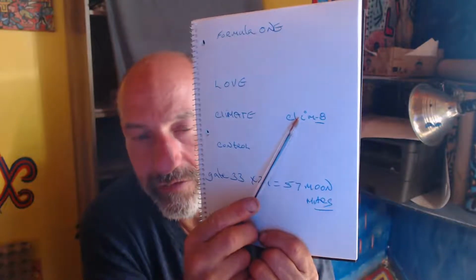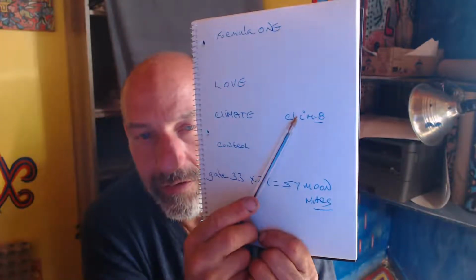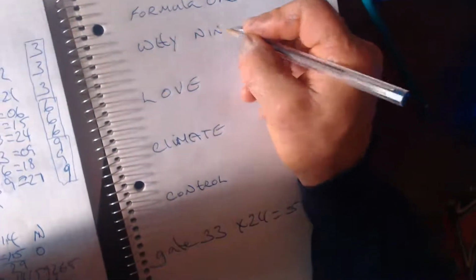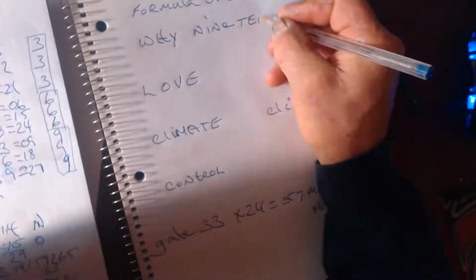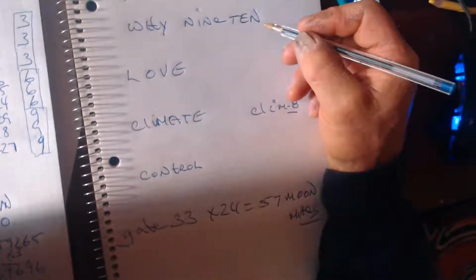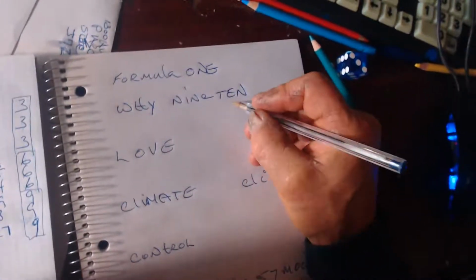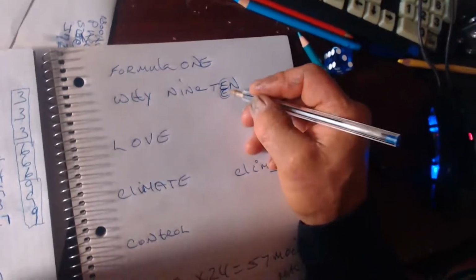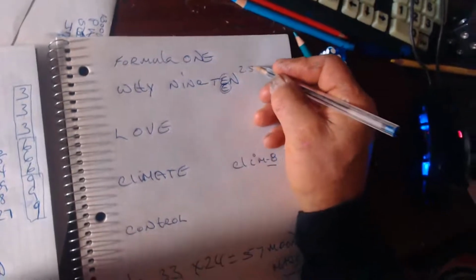Climb 8. Formula One. How do we create the 19? How is 19 created? How, what, when, where, why? Why 19? Nineteen. Why 19? Why? Why 55? This is, by the way, 2.555.